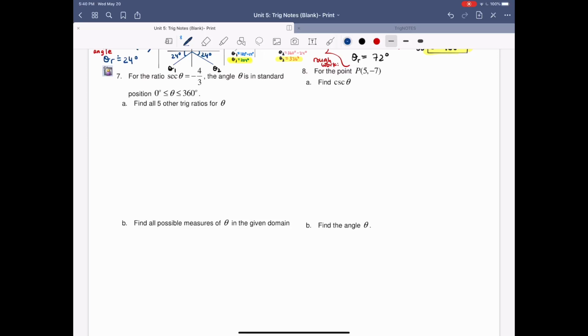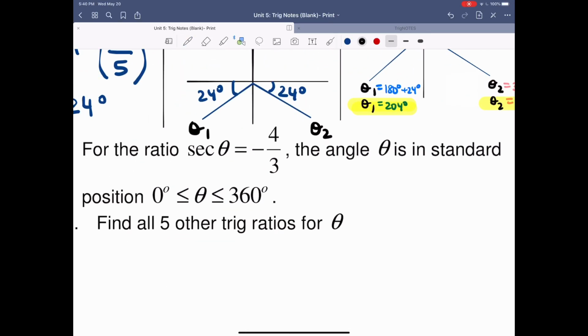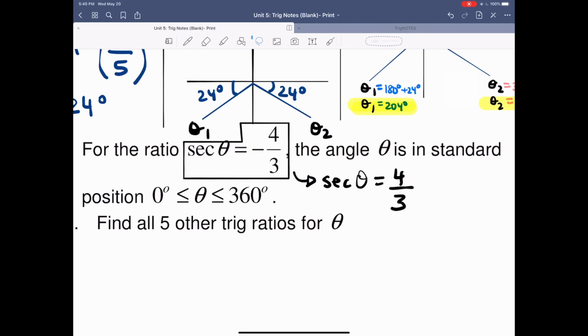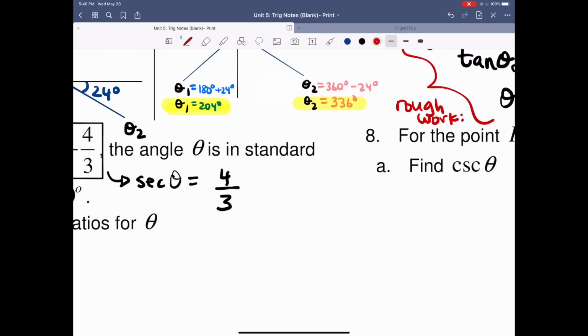So number 7, for the ratio sec theta equals -4/3, the angle theta is in standard position, which means that the angle is between 0 degrees and 360 degrees. And so for part A, it says find all 5 other trig ratios for theta. So first thing I'm going to do is break down that sec theta so that the negative is in a specific numerator or denominator position.